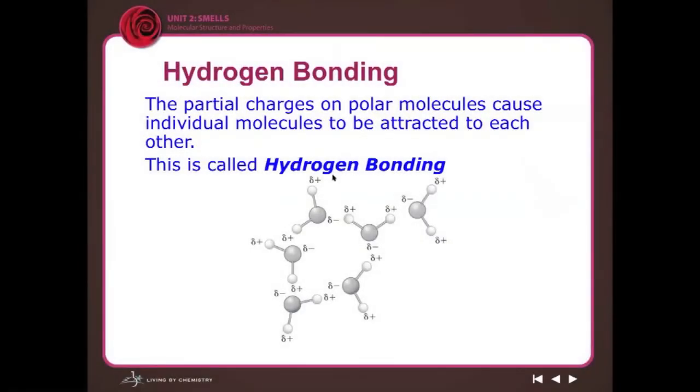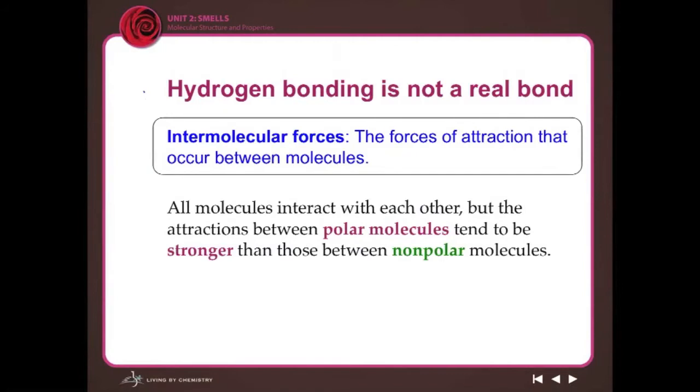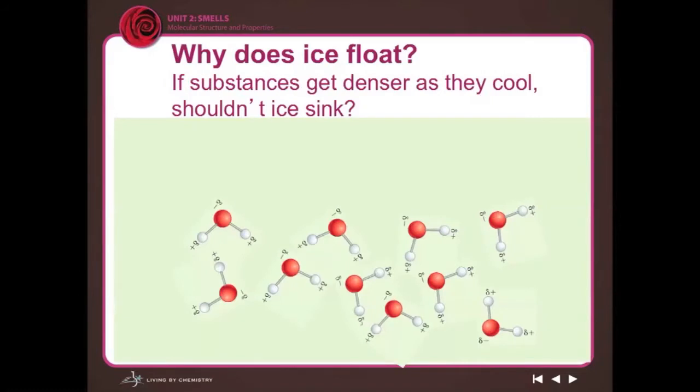So in hydrogen bonding, what you see is the positive side of one is attracted to the negative side of another. The negative side of this one is attracted to the positive of this side. The positive of this is attracted to the negative of that. And we have these molecules wanting to stick together. That hydrogen bonding is pulling them together. Not as strong as a full bond, but there's an attractive force there. These are called intermolecular forces, forces of attraction that occur between molecules. Now, all molecules do interact with each other, but the attractions between polar molecules are stronger than the ones between the nonpolar molecules. So let's go back to our questions.